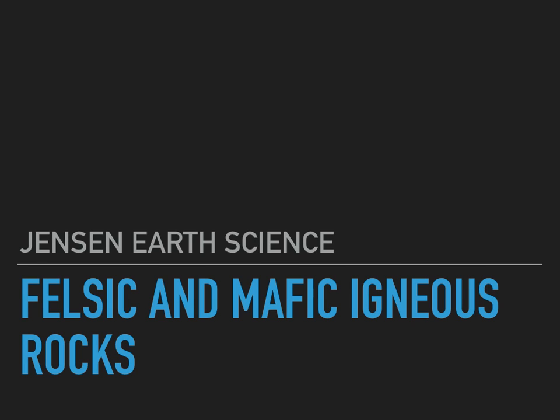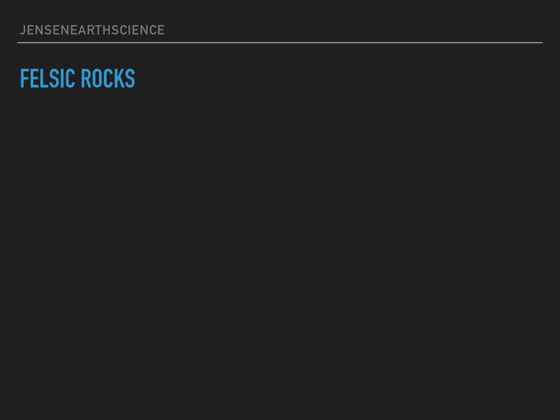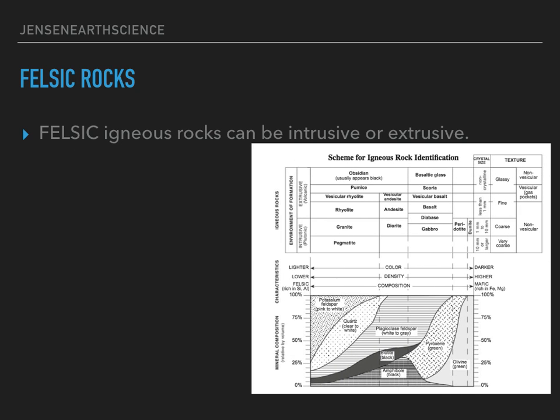Today I'm going to do an overview of felsic and mafic igneous rocks. We will start with felsic rocks. First thing you need to know is that felsic igneous rocks can be intrusive or they can be extrusive. Here's our scheme for igneous rocks. All right, felsic igneous rocks are on the left side of this scheme.